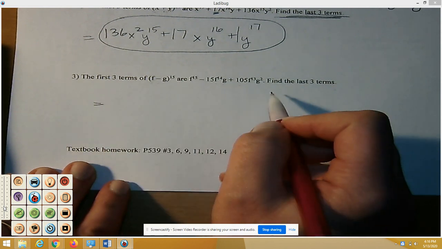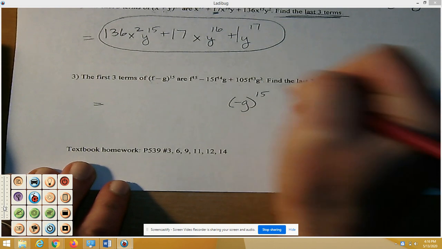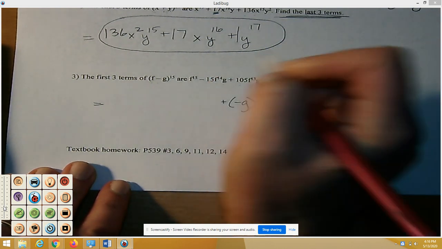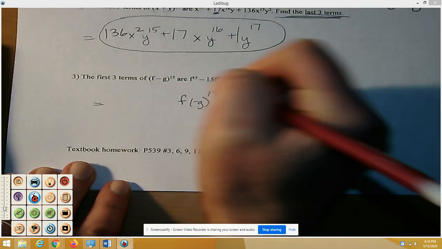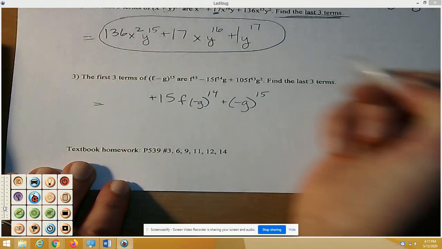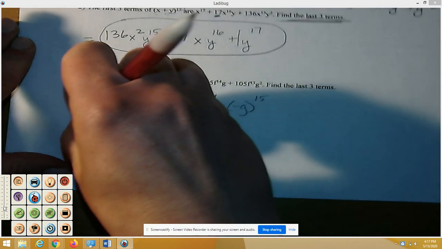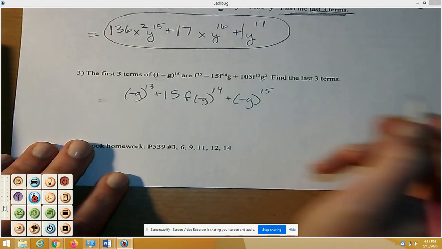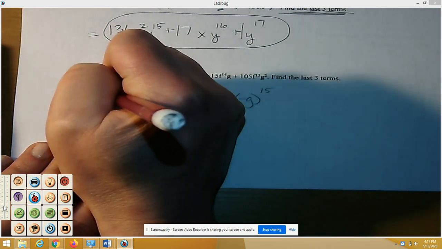So your last term will be the negative g to the 15th power. And then I could put a plus there. And then the second to last term is the negative g to the 14th power times the f. The coefficient will be the 15. And then the third to last term will have that negative g to the 13th power. Okay, and then the f will be squared. And then the coefficient here is going to be the 105.